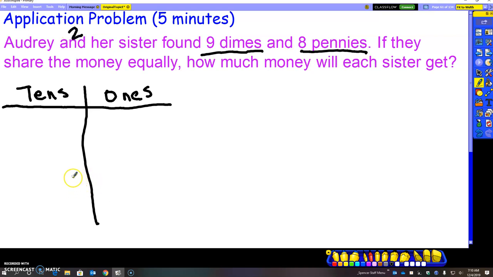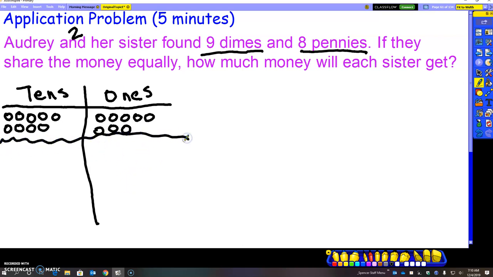I know dimes are being represented as tens. So I'm going to go ahead and draw my 9 dimes and 8 pennies. Alright, so let's go ahead. I'm going to make my wiggly line, and then I'm going to put my groups underneath. So there's my one line to make 2 groups.